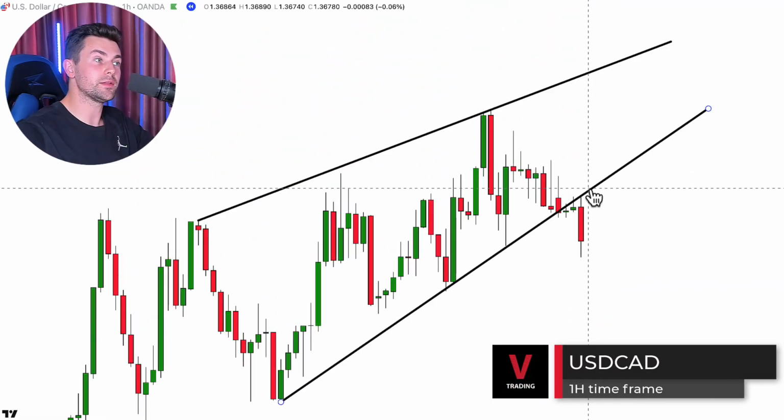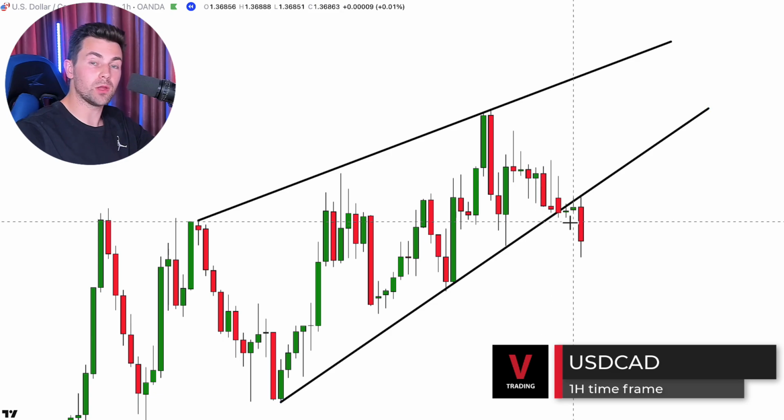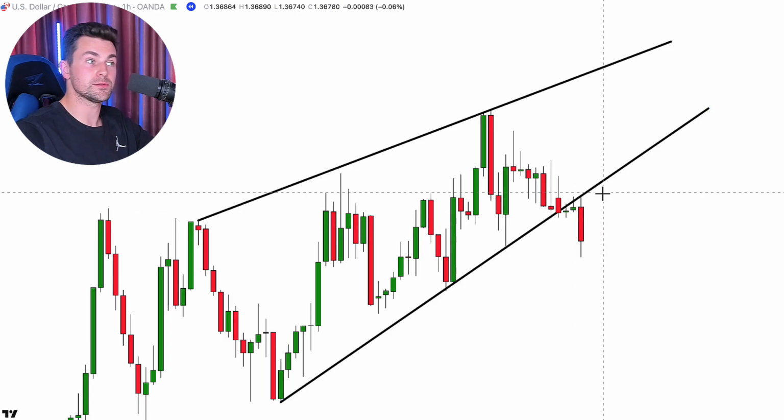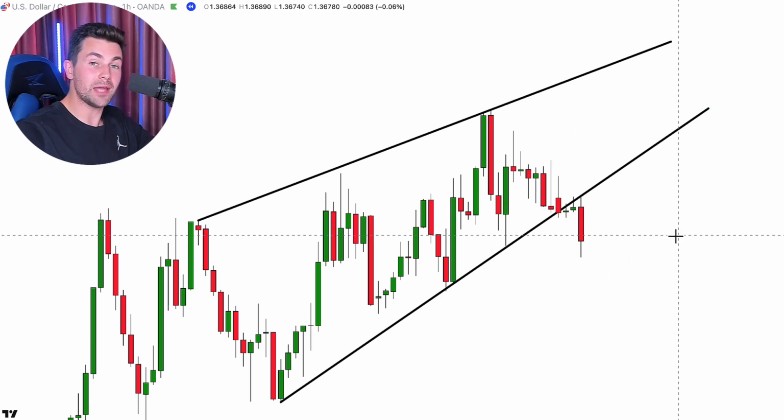1272 extension will be our safe stop loss level, and that will be the place where we should put our stop loss. On the dollar CAD pair, we have a confirmed violation of a support line of a rising wedge pattern. For us, it is a strong signal to sell. Once this candle closes below the support of the wedge, that is the signal for us to open a sell position.